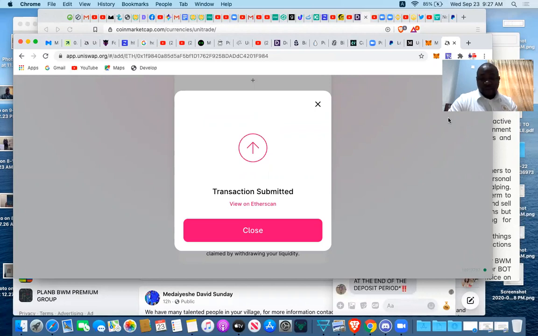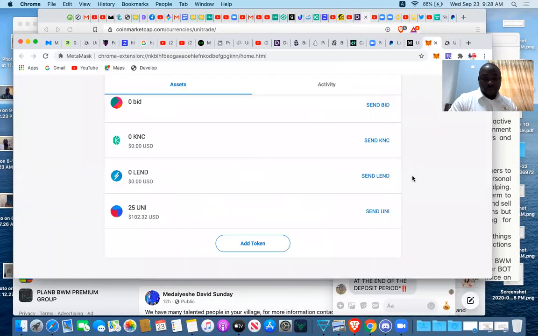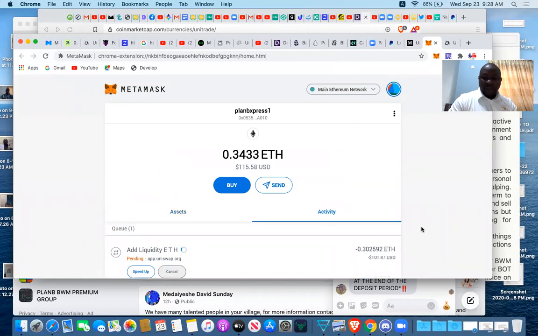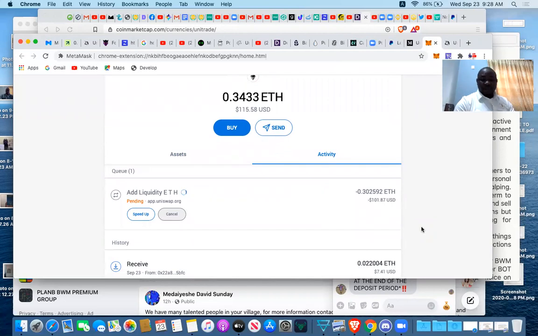If I want to see how it's going, I can just click on view Etherscan. Check activities, it may still be pending. It's still pending. If the price moves up 0.5% against what you're doing, the transaction will not be honored and you have to do it again. So always pay attention. Don't close anything, just let it be. Once it's confirmed, you're going to see it. So let's do other things.